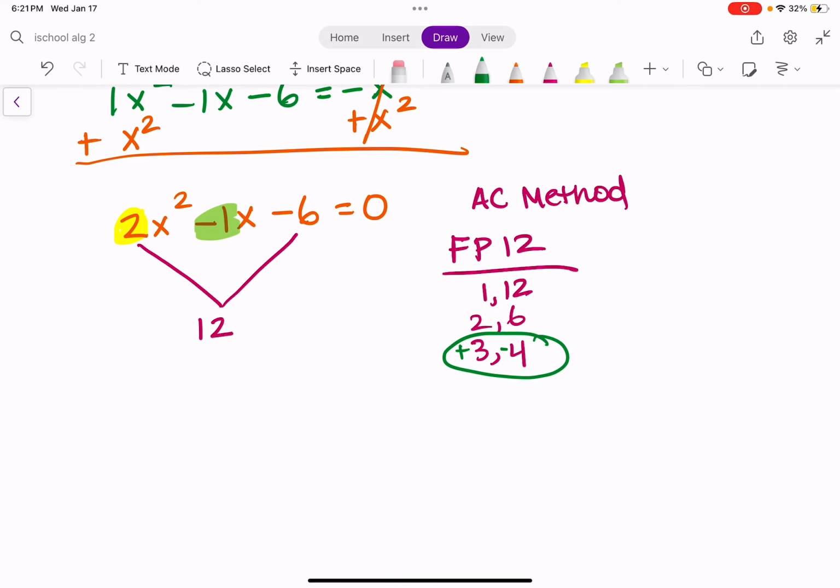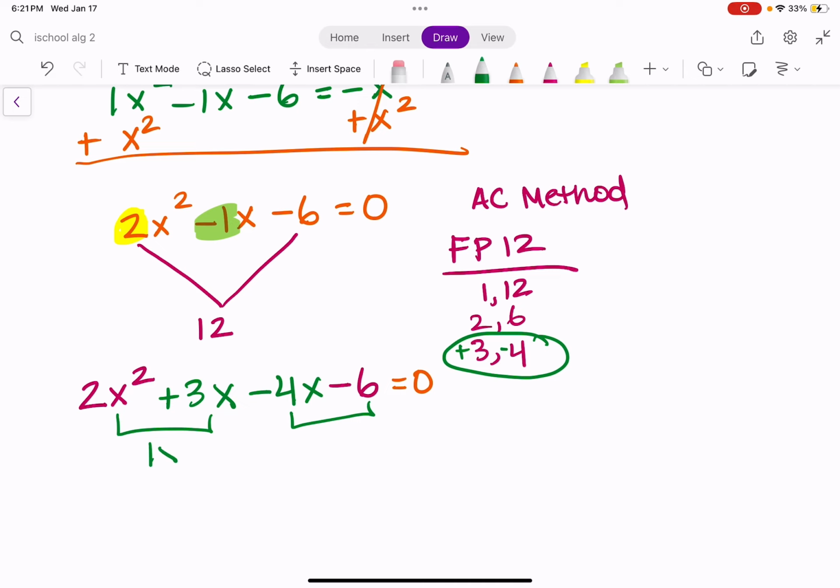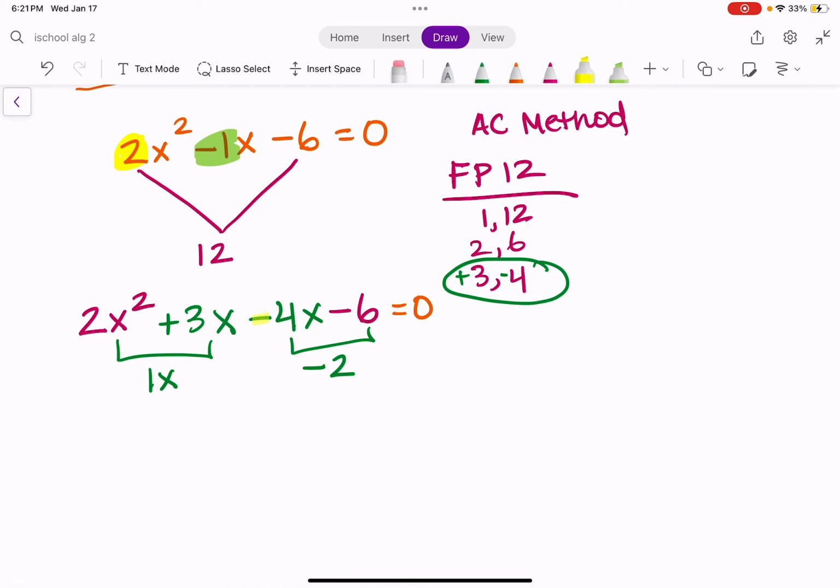And if you remember, I now rewrite the equation. So I still have the 2x squared, but instead of negative 1x, I'm going to use my factor pair like this. And now I factor by grouping. So here I can take out a 1x. Here I can take out a negative 2. I'm taking out a negative because this is a minus sign in the middle.